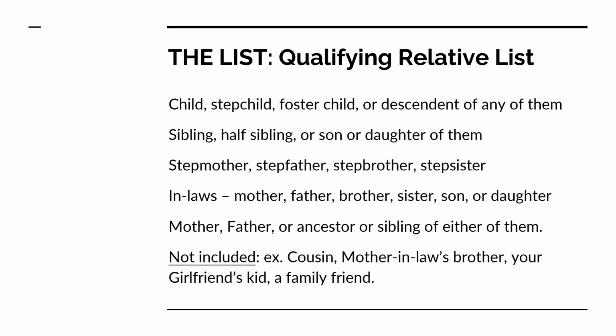Your mother, father, or ancestor or sibling of either of them. So that includes aunts, uncles, grandparents. Notably, people who are not included on this list are your cousins, somebody like your mother-in-law's brother, your girlfriend's child, and there are often test questions about that case, or just a random family friend.